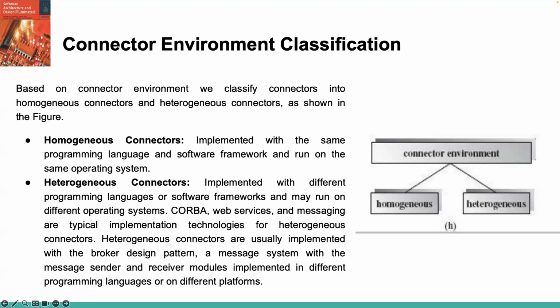So the key difference between homogeneous connectors and heterogeneous connectors is this. Homogeneous connectors use the same language, framework, and operating system, are simpler to implement and often more efficient since there's no need for translation between technologies, and are typically used in monolithic or tightly coupled systems. Heterogeneous connectors use different languages, frameworks, or operating systems, and are more complex to implement as you need a broker or middleware to handle communication, common in distributed systems where components are developed independently using different technologies.